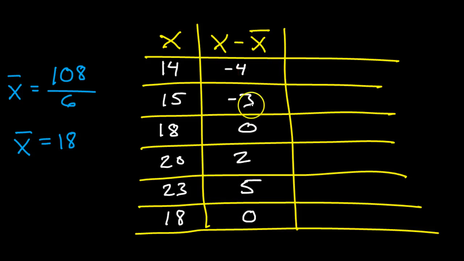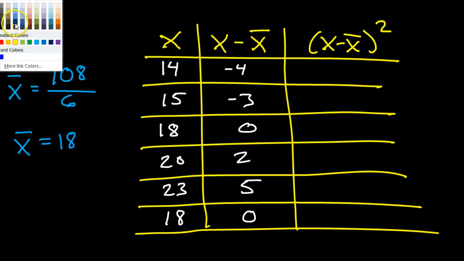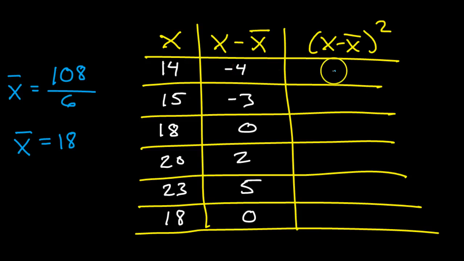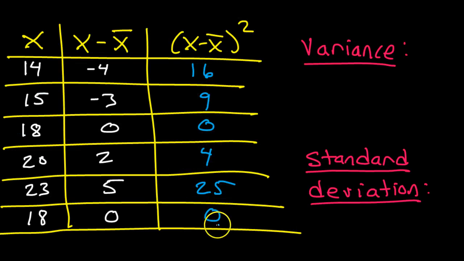And then what you do is you square these. So we're going to take these differences and we're going to square them. So if I do that, I'm going to get 16 and 9 and 0 and 4 and 25 and 0. Now, if I take the average of these, I'm going to get something called the variance. The symbol for variance is sigma squared, this lowercase sigma squared.